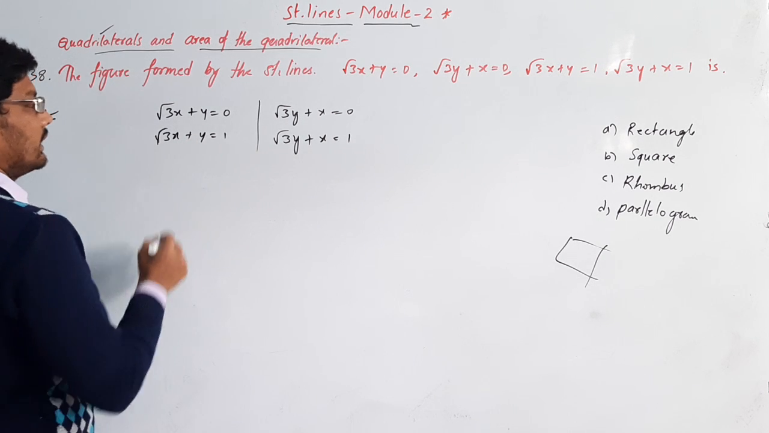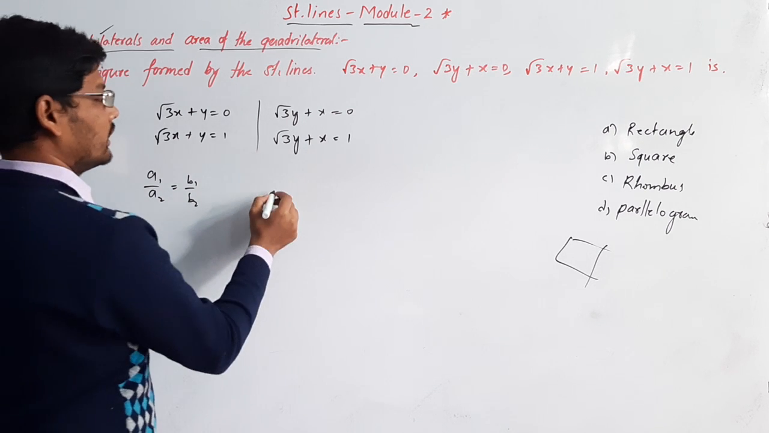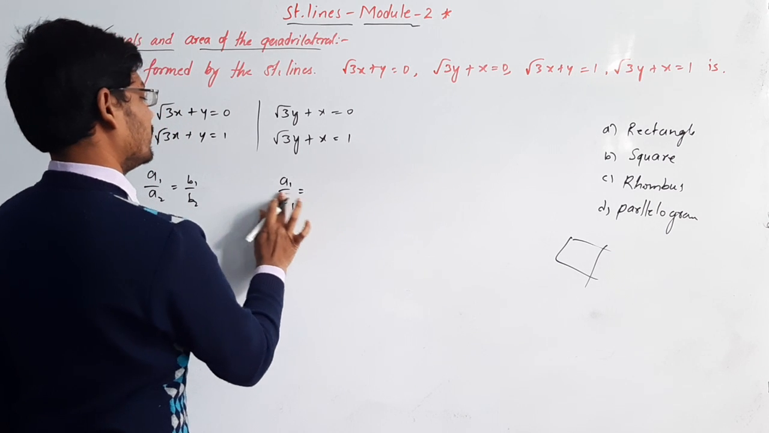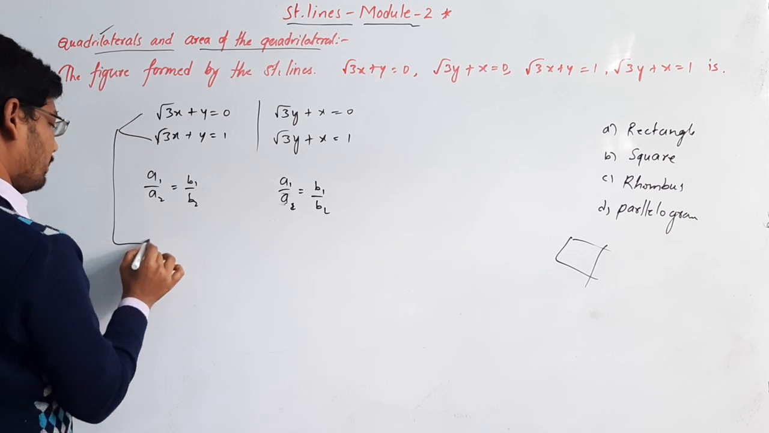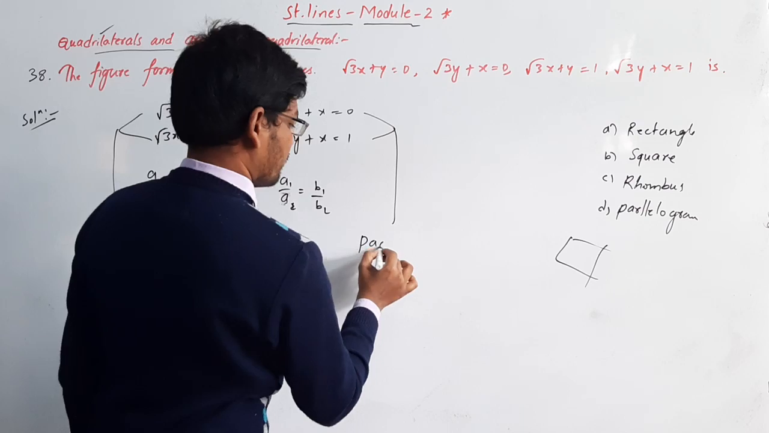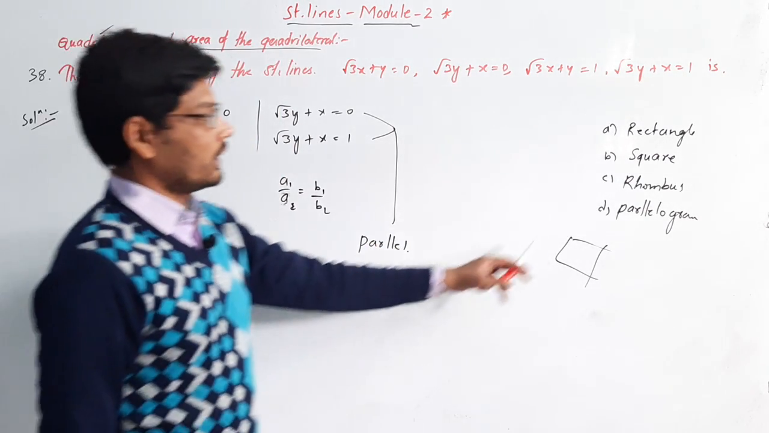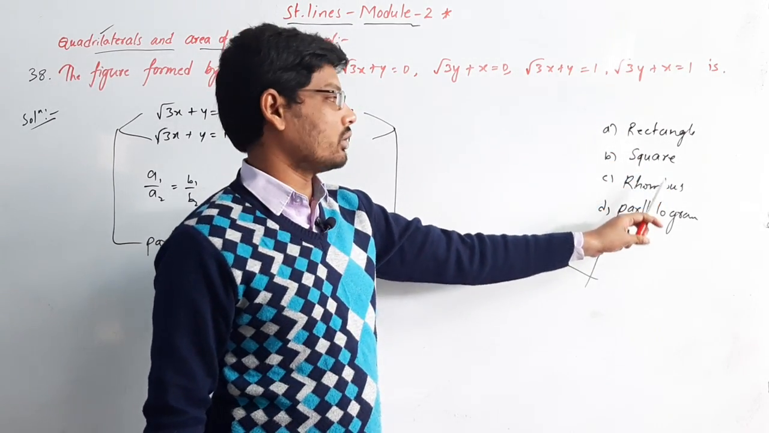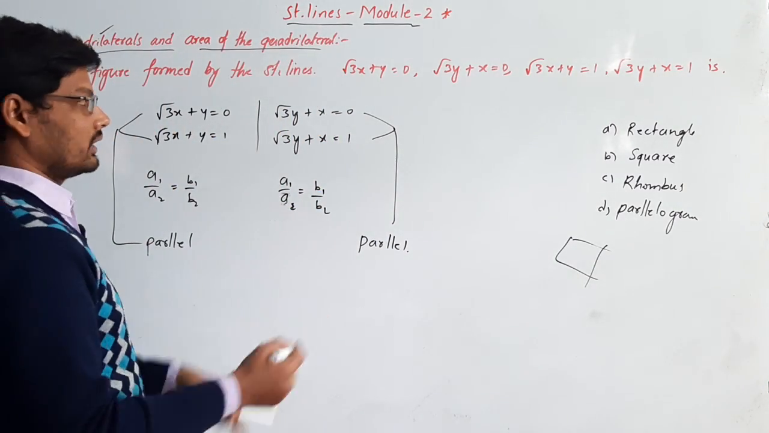These two lines are parallel. Why? Because a1 by a2 is equal to b1 by b2, because these two lines are parallel. Again these two lines are parallel. These two lines are parallel and these two lines are parallel. So in all the cases, in a rectangle opposite sides are equal. Here also, everywhere the opposite sides are equal here. So parallel here, parallel, they are parallel.